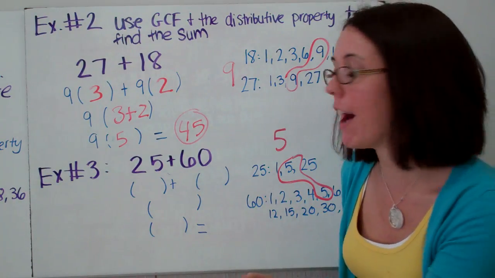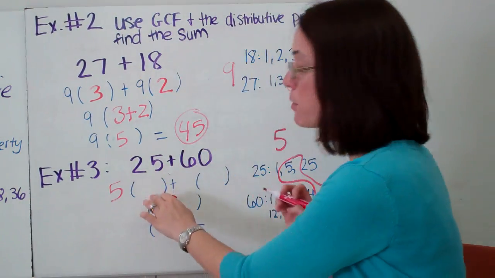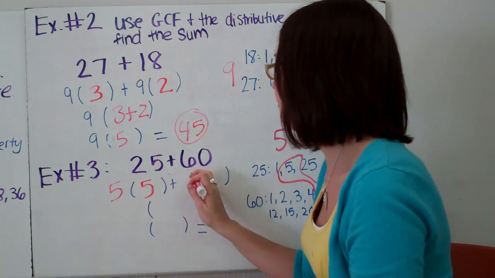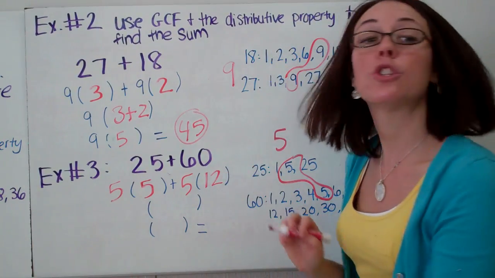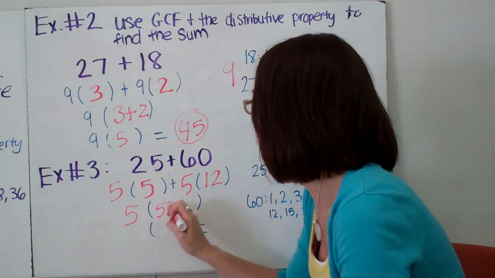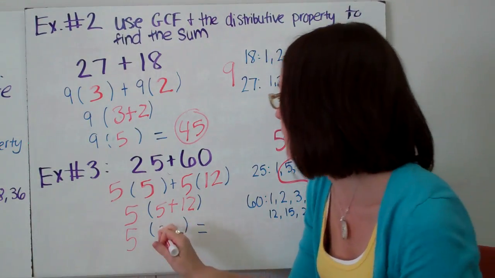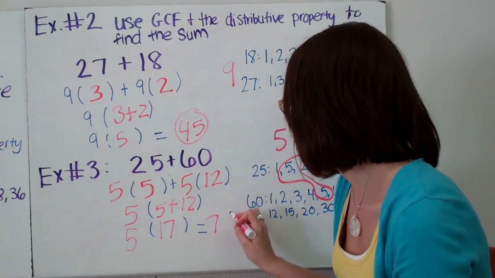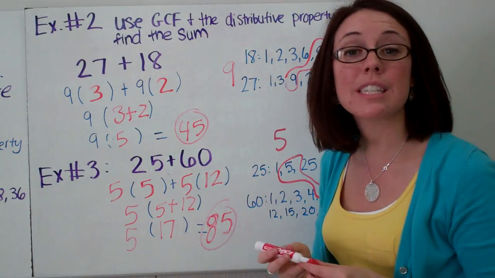We're going to factor out a 5 because we know that 5 can be multiplied into both of those numbers. So 5 times what gives me 25? 5 times 5, plus a factor of 5. 5 times what gives me 60? You know that is 12. Bring down your factor of 5, and we're going to add our 5 plus 12. Keep your factor of 5, your GCF, out. 5 plus 12 is 17, and 17 times 5 gives us 85. The sum of those two numbers is 85.